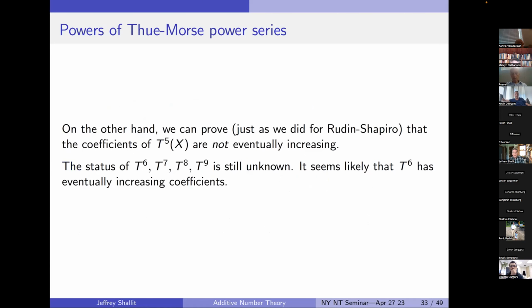On the other hand, we can prove using exactly the same technique that I just showed you for Rudin-Shapiro that the coefficients of t to the 5th are not eventually increasing. So the status of the 6th, 7th, 8th, and 9th powers of this power series is still unknown, whether the coefficients are eventually strictly increasing. It seems likely that's true for t to the 6th, but we've been unable to prove it. So there is another open problem.